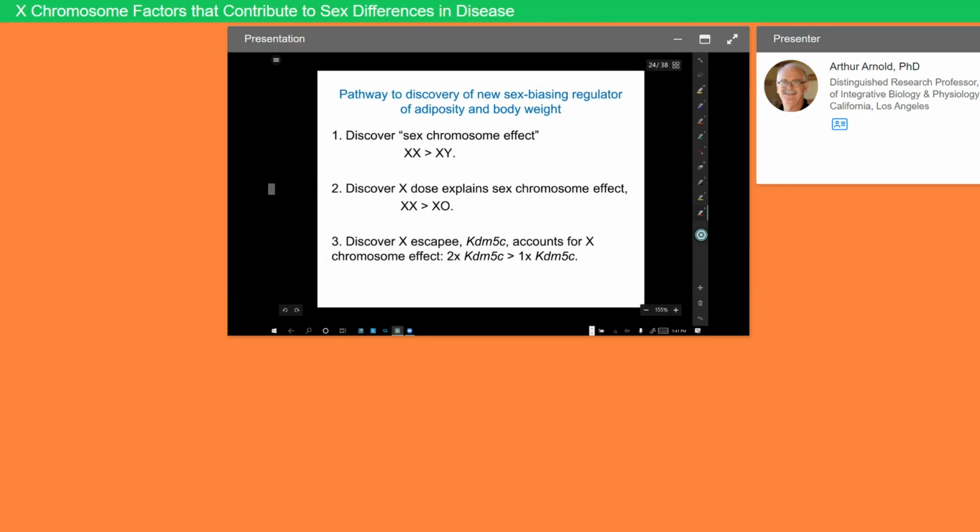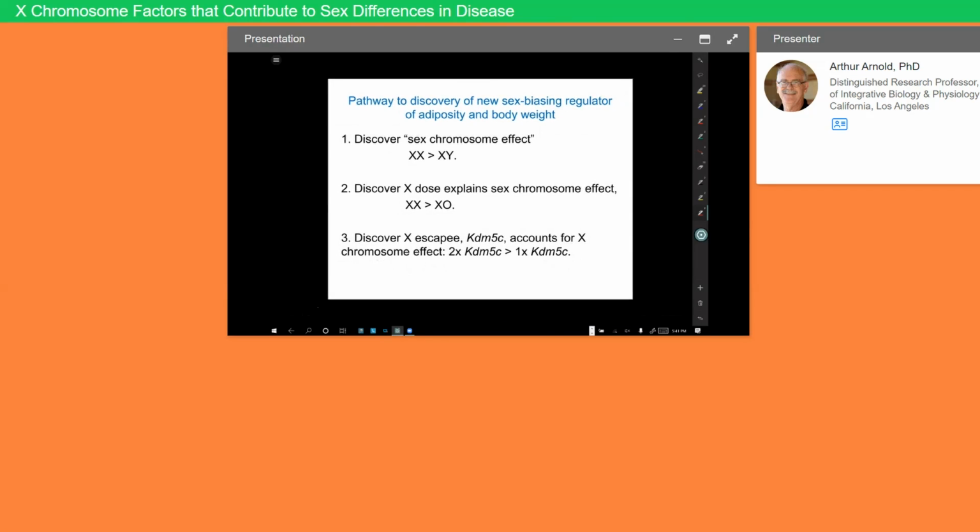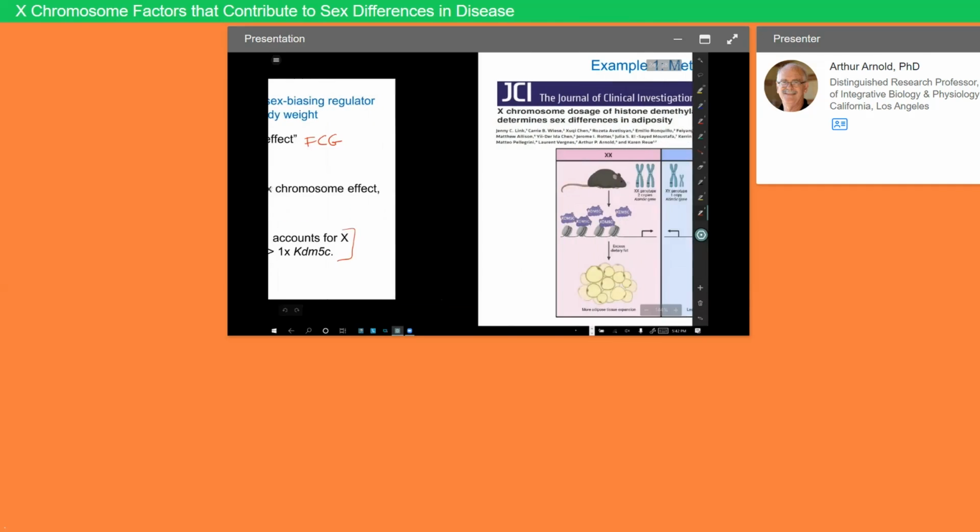So our pathway to discovery of the sex chromosome effects was, first of all, to use the 4 core genotypes model to find that XX and XY animals were different even if they had the same kind of gonad. Then to compare XX and XO animals to find an X dosage effect or an X chromosome effect. And then to manipulate the level of one specific gene all by itself, keeping all the other factors constant.